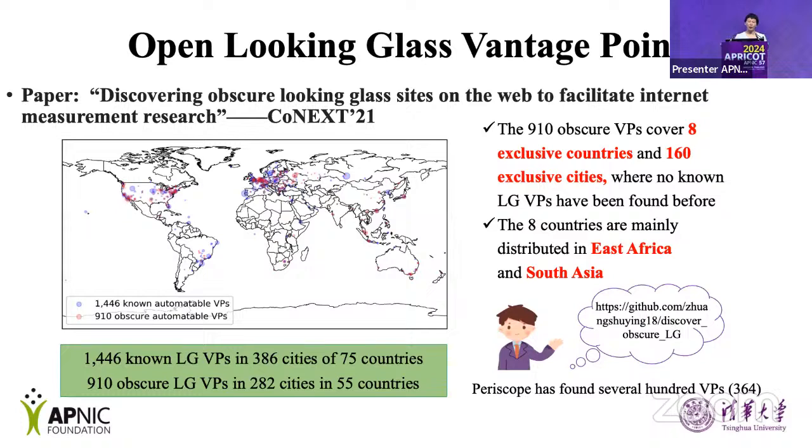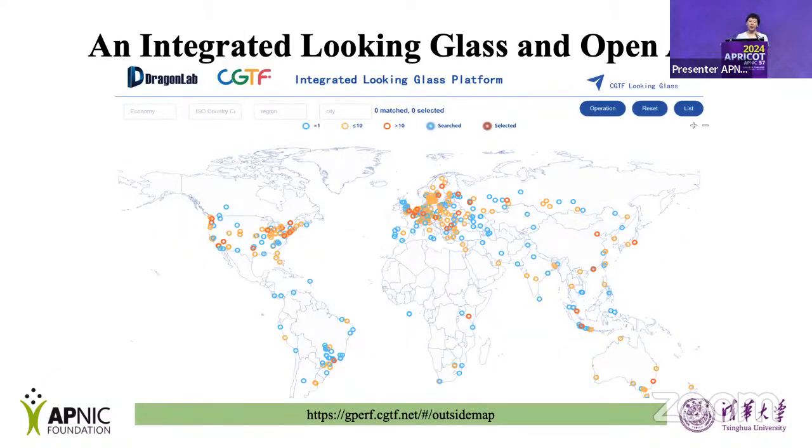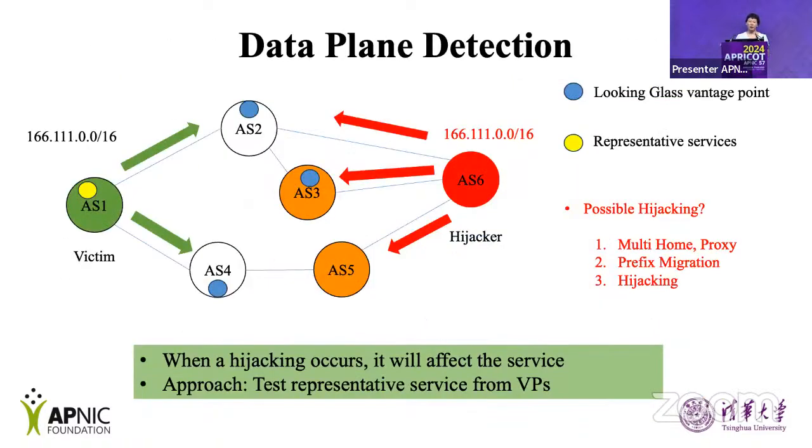This is a Looking Glass vantage point. We have found over 2,000 Looking Glass vantage points. And this is an integrated Looking Glass platform and Open API you can use and try. And by all this Looking Glass platform, we will do data plane detection.